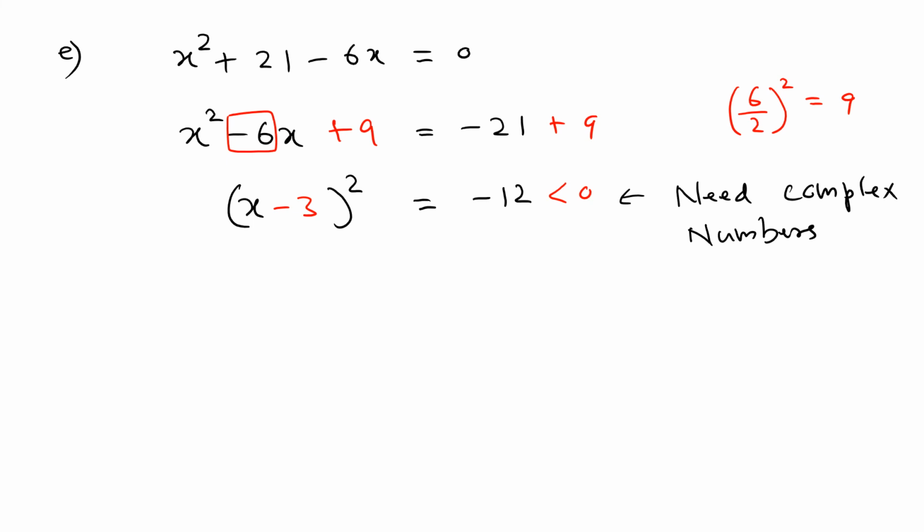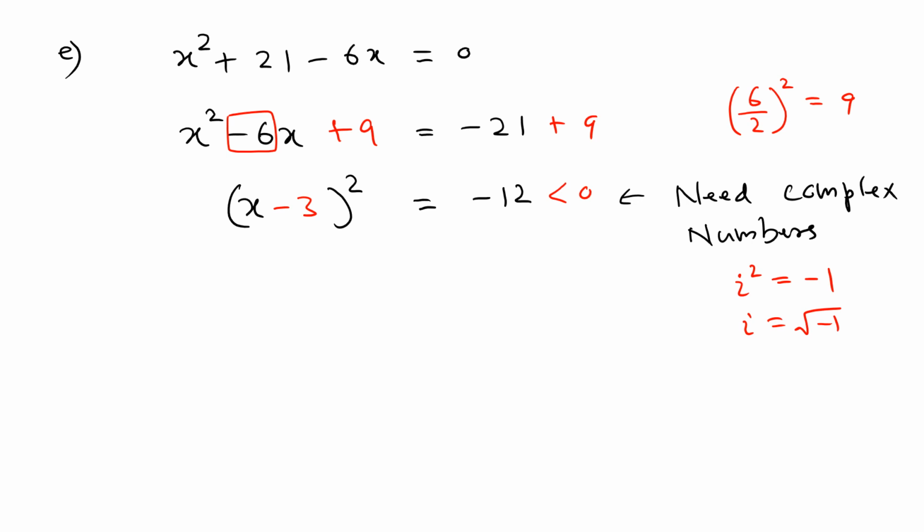In complex numbers, we're going to use the basic fact that i squared is negative 1, or in other words, i equals the square root of negative 1. So that is the notation that we can use here. Let's see how the rest of the work goes.